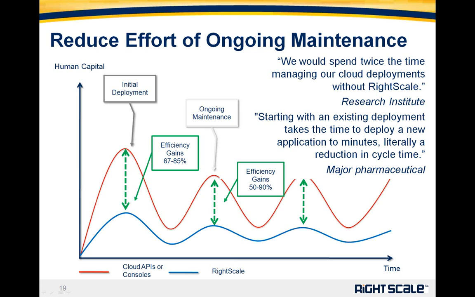So some of the savings that we've seen were reported between 67 and 85% savings in terms of time to market and level of effort. Moving on to ongoing maintenance, dramatic reductions in level of effort to maintain the solutions over time were reported, and the range there came back from 50 to 90% efficiency gains.